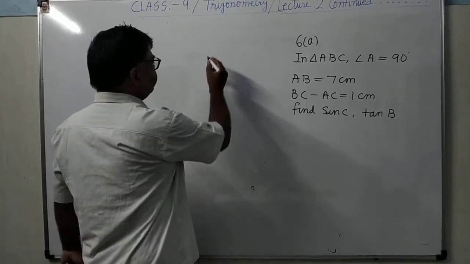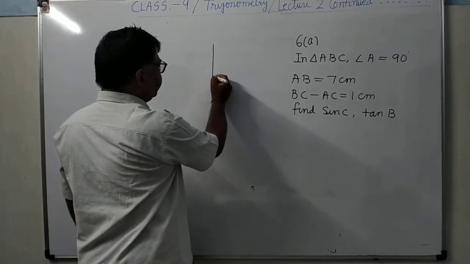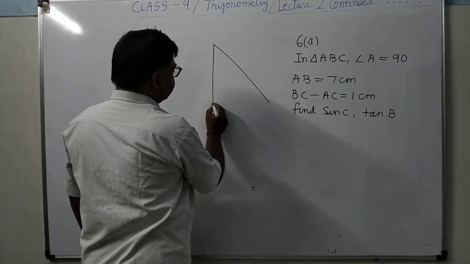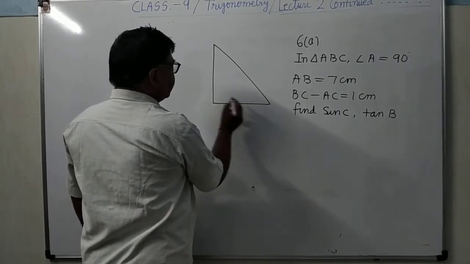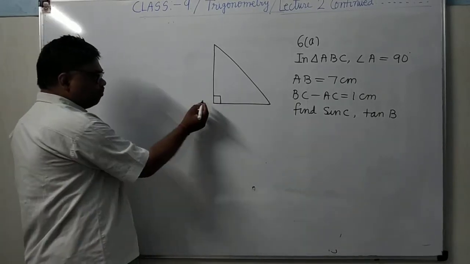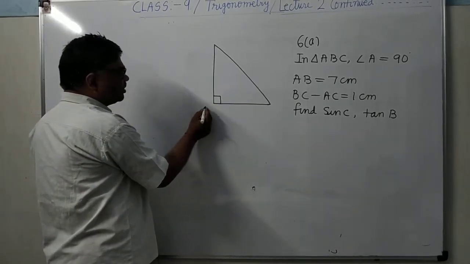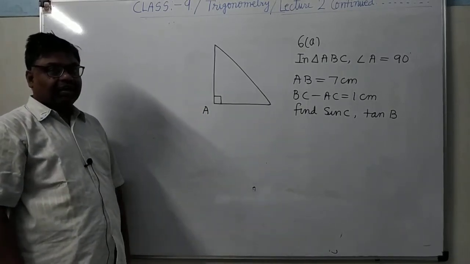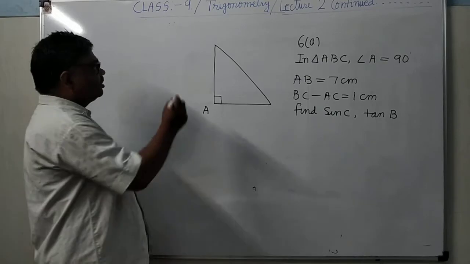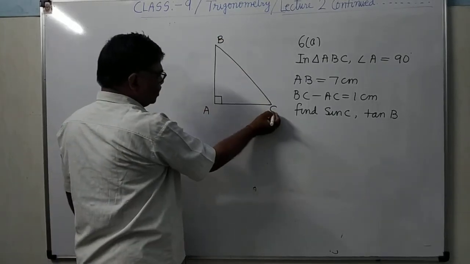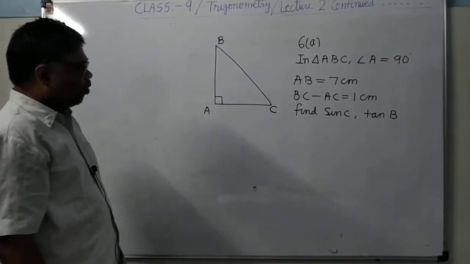First you will make a right angle triangle. Here this angle is 90 degrees, so you will name this vertex as A. While for the remaining two vertices, you can take one as B and the other as C. It's clear.